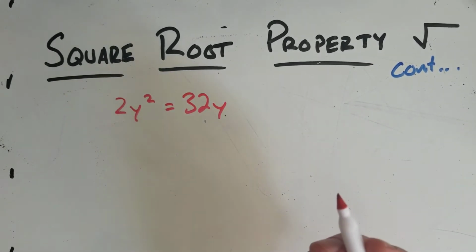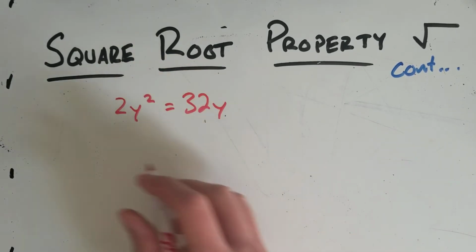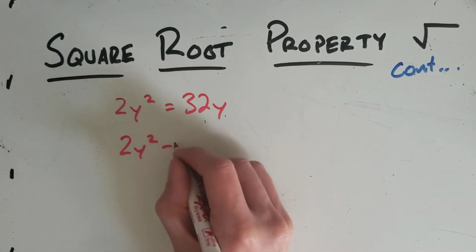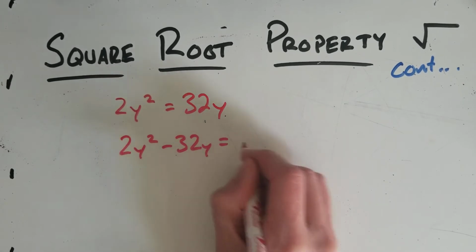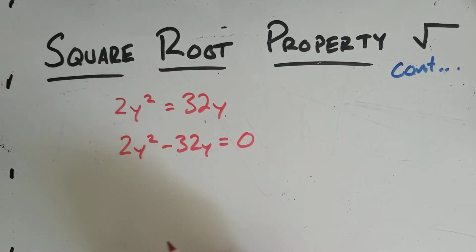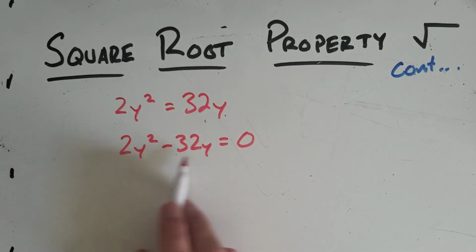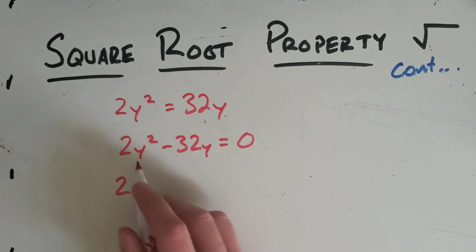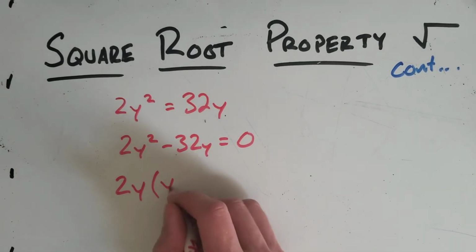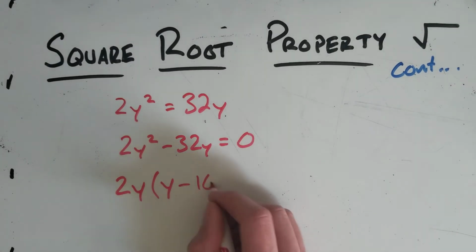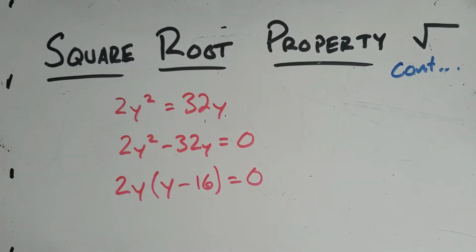One of the options you should think of, can we use the zero product property? Meaning, can we get everything to one side, subtract your 32y, set it equal to 0, bring the 32y over, and then can you factor? So can we factor here? Well, they both have a 2 in common. They also both have a y in common. So we end up with 2y times (y − 16) equals 0. And then we can go ahead and solve this. So you have one polynomial, it's a monomial, 2y times this binomial.